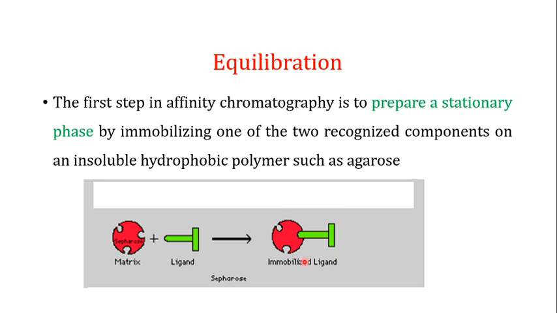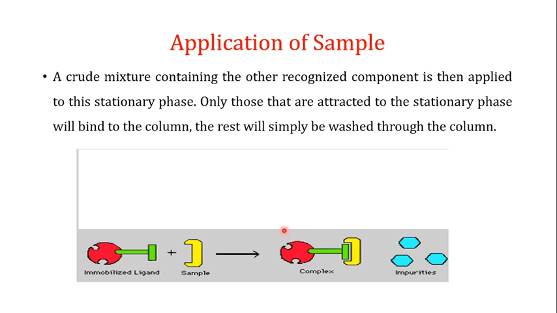What this means is that you have prepared the affinity chromatography for the separation of your target from the mixture utilizing this immobilized ligand. So the first step is the equilibration, and it actually prepares the affinity chromatography for the process by immobilizing the ligand on the matrix.